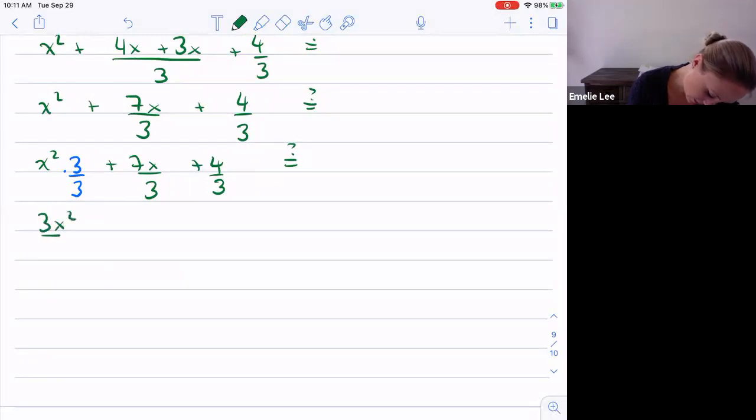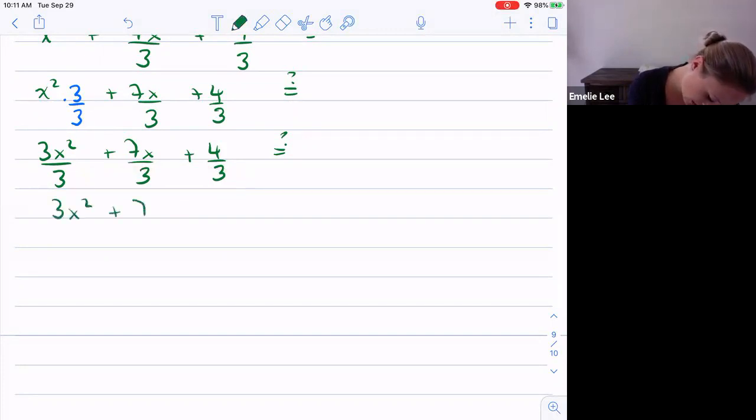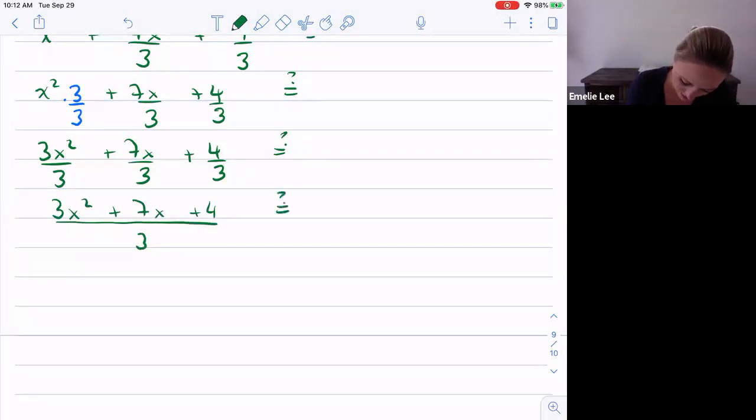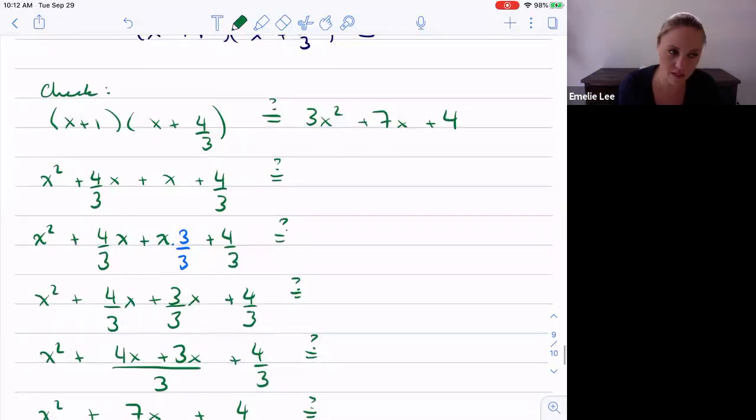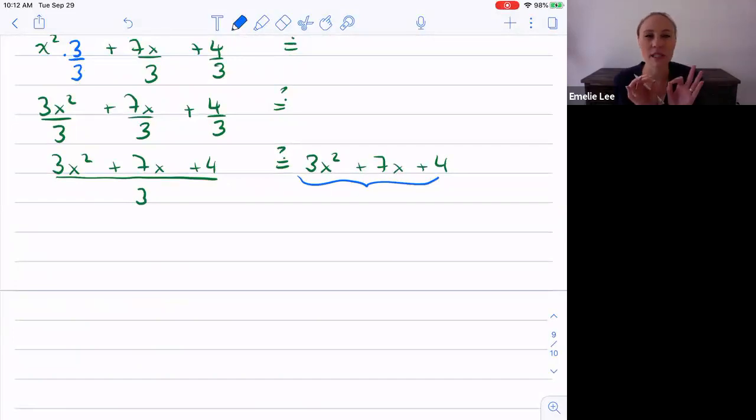So I have 3x squared over 3 plus 7x over 3 plus 4 over 3. This is a lot more work than the previous one, but that's okay. Now I've got a common denominator, so I can write 3x squared plus 7x plus 4 all over 3. Does that equal 3x squared plus 7x plus 4? Not really. But what we have to remember is that this is equal to 0.